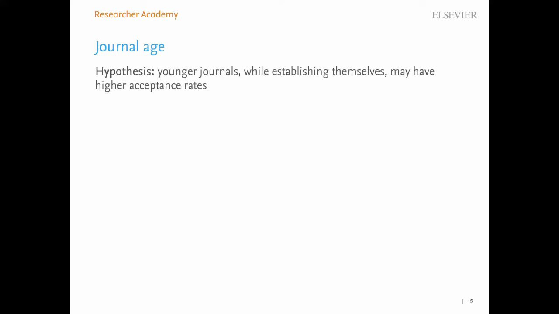Next, journal age. We hypothesize that if younger journals are focused on establishing their scope and brand, then their acceptance rate may be higher than older journals. The journals we studied ranged in age from just launched to almost 200 years old, and the average age for the journals overall was 26 years.